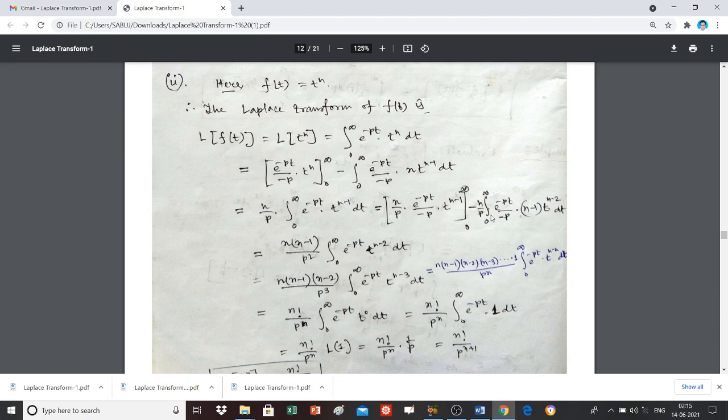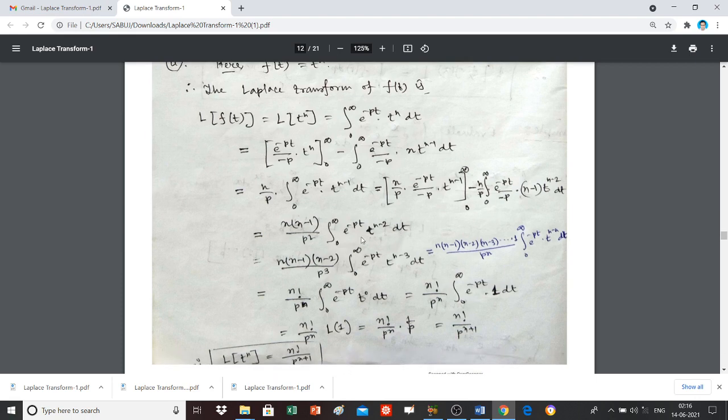The rest terms are these from these terms. So that is equal to n, and then n minus 1 is here, and this p square is here. Then 0 to infinity, e to the power minus pt, and t to the power n minus 2 dt. So just look at this term and this term. This is the second line, and this is the third line, and the fourth line. What would be the fourth line?